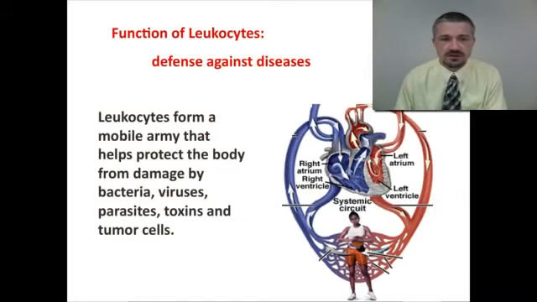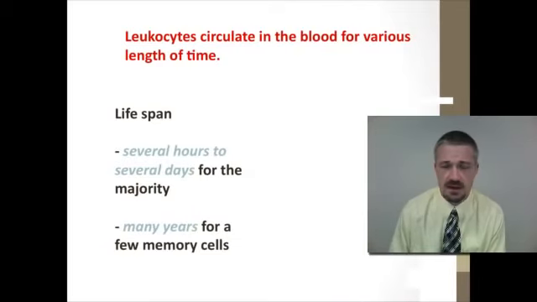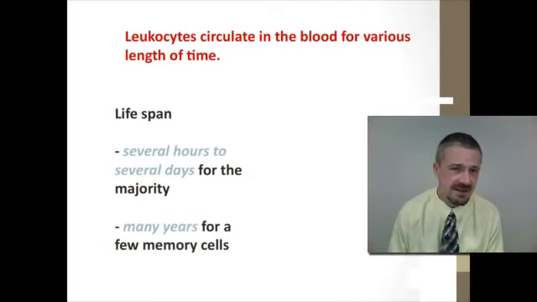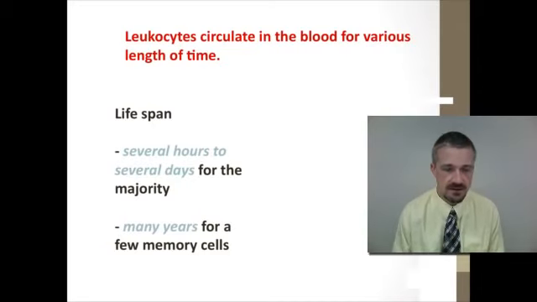And again, the main function of the leukocytes is to provide protection to the body. As we talk about the immune system, you'll see that it really is the function of these white blood cells that performs most of the functions of the immune system. In terms of how long these last in the bloodstream, this is not something you need to memorize exactly. The lifespan can be anywhere from a few hours to several days or years, depending on which type of cell we're talking about.